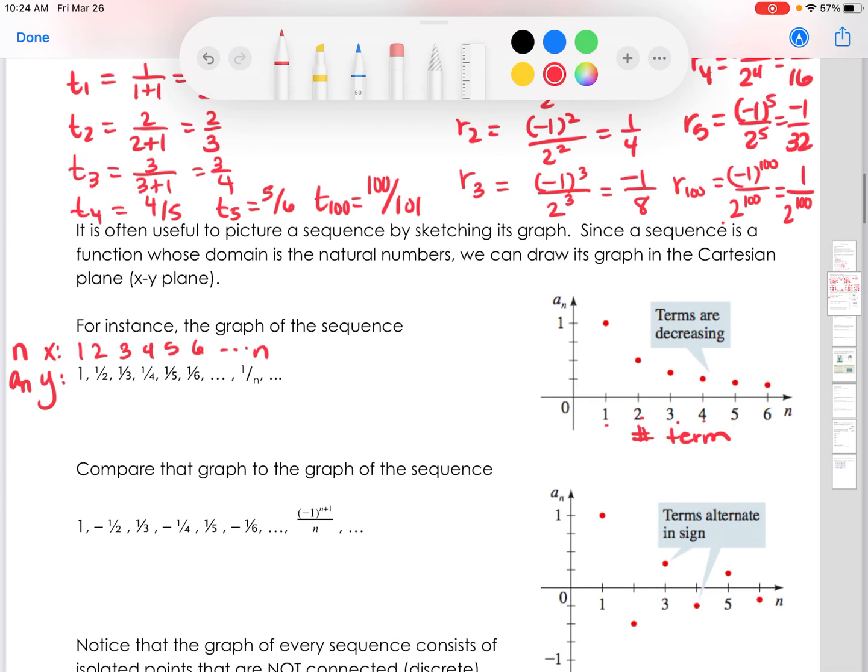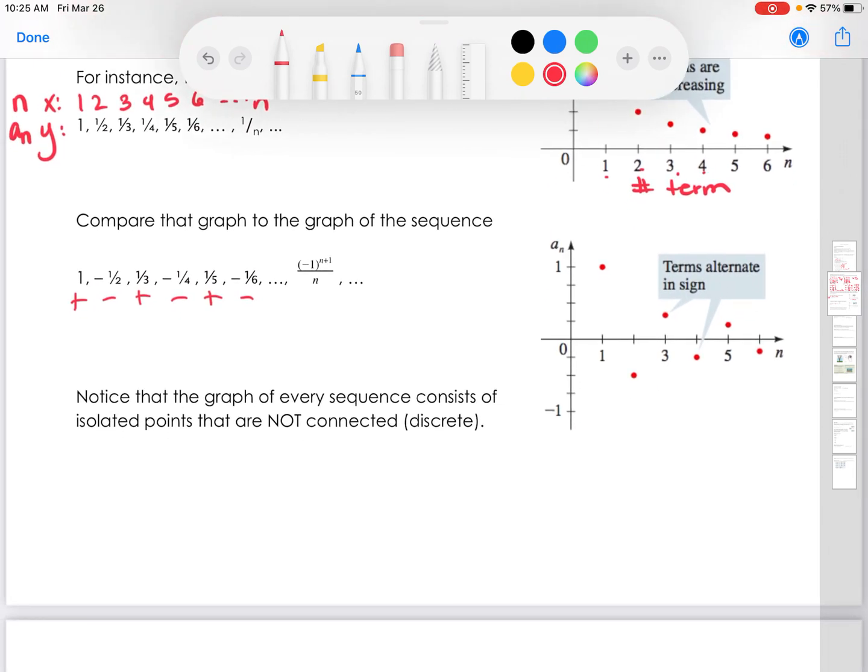And then let's take a look at this next graph. Notice we go positive, negative, positive, negative, positive, negative, back and forth. Notice the graph does kind of a zigzag going back and forth on opposite sides of the x-axis. So that's kind of something to notice, that it's not connected at all. We do see that back and forth pattern when the signs alternate. So we want to notice that these are not connected. We call these discrete. There's no in between these numbers.